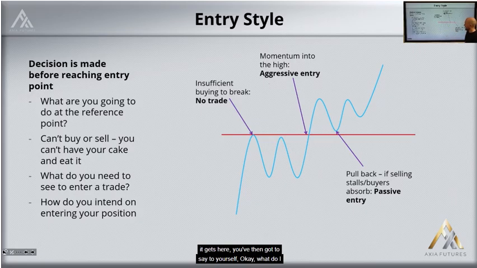So it's the case of when it gets here, you've then got to say to yourself, okay, what do I need to see? And have a plan as to what you want to see here. If you don't get what you want, if there's not sufficient information, if there isn't enough buying as you approach the level, to give you a reason to enter the trade, you don't take the trade on. You step away and you go, okay, this trade's still there, it's still an opportunity, but it's not an opportunity right now.